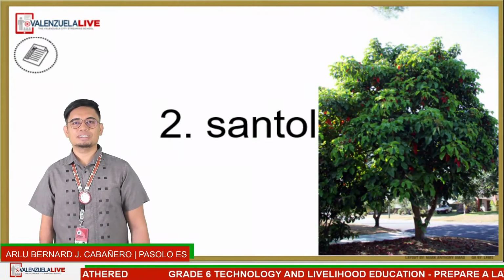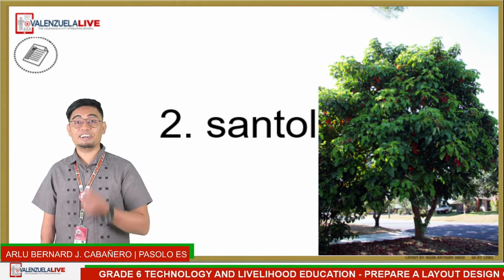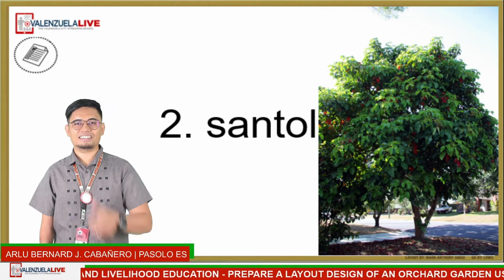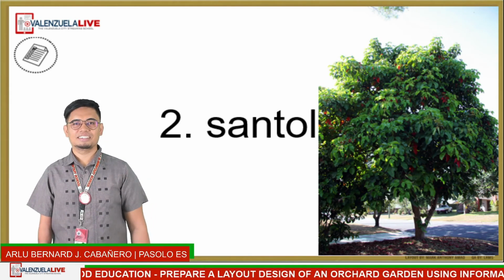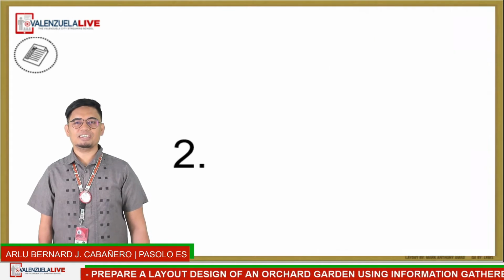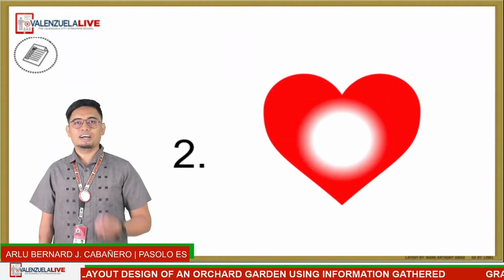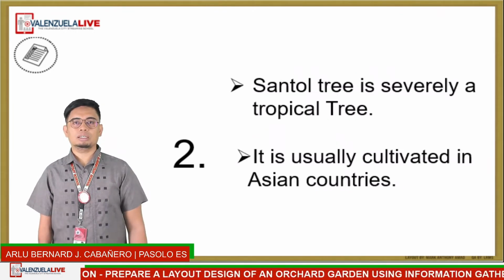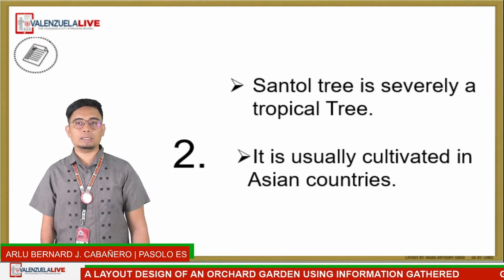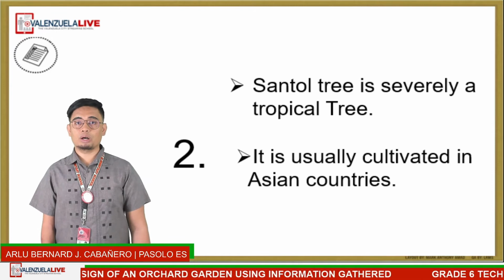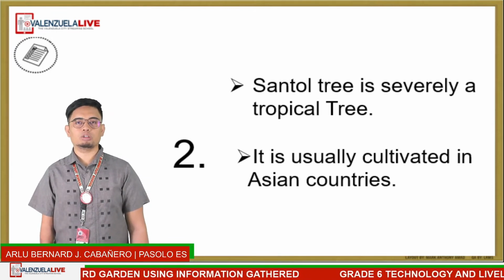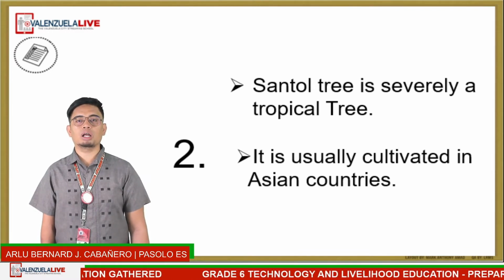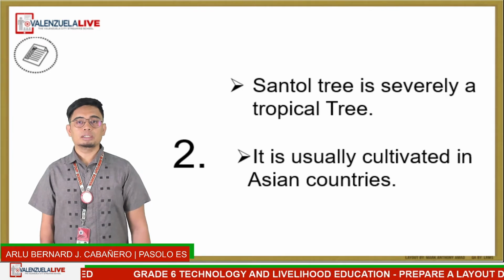Number 2 is santol. Click the heart emoticon if it is a fruit-bearing tree, or like if it is not. Great! If you clicked the heart reaction, you're correct. The santol tree is a semi-deciduous tree and does not grow over 1,000 meters. It is usually cultivated in Asian countries and its fruits are abundant in local markets during the season.